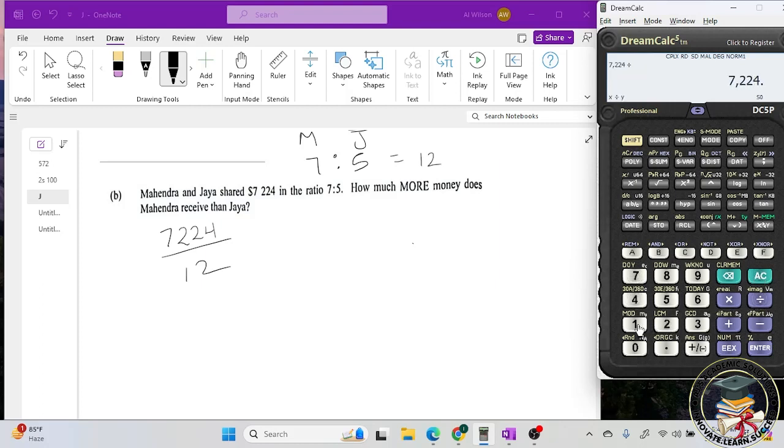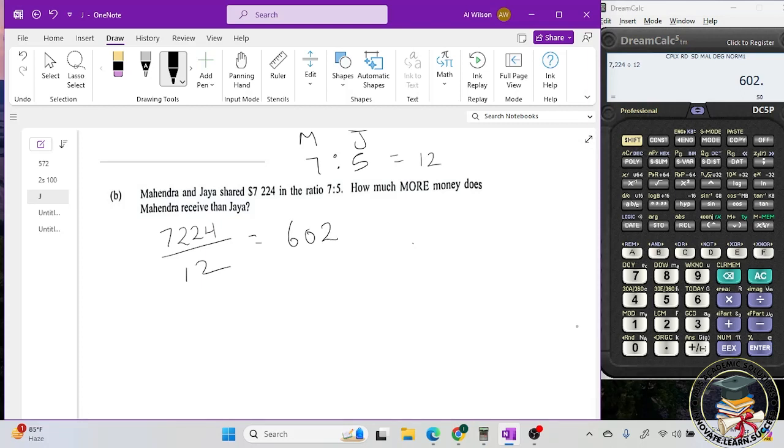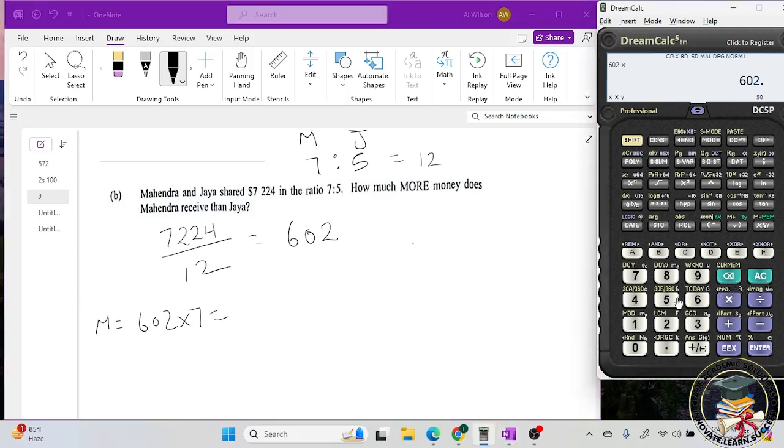7,224 divided by 12 is equal to 602. So one part is 602. So let's see how much Mahendra would receive. Mahendra would be 602, and he has 7 parts. So this is times 7.